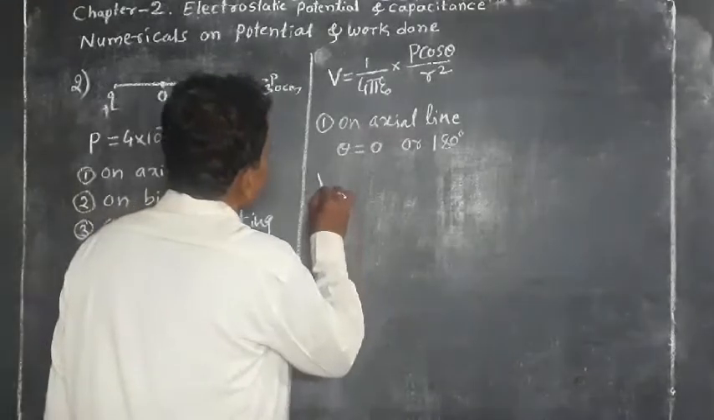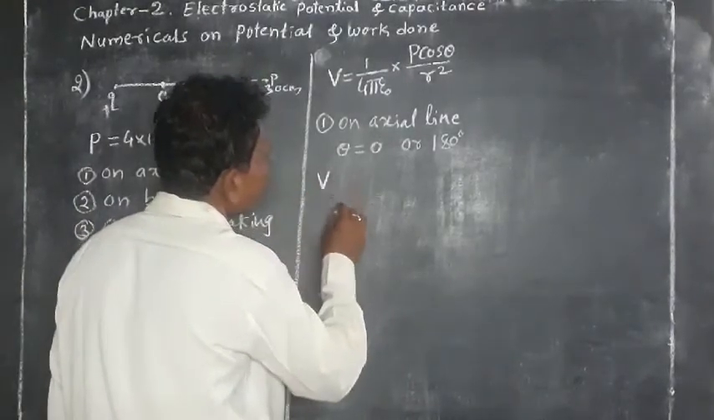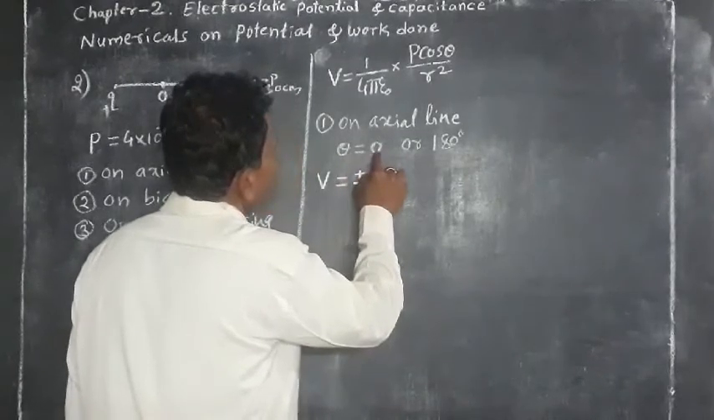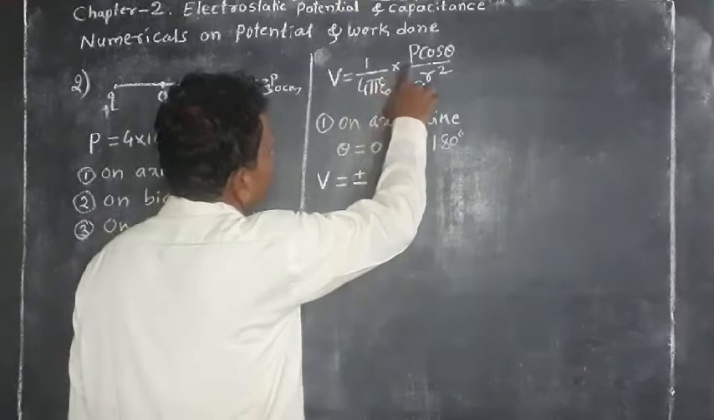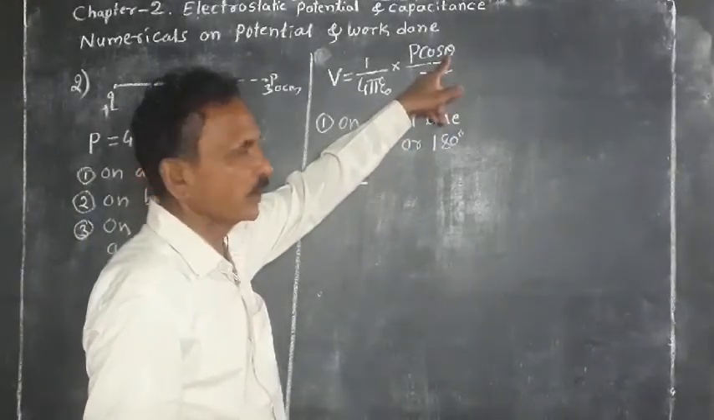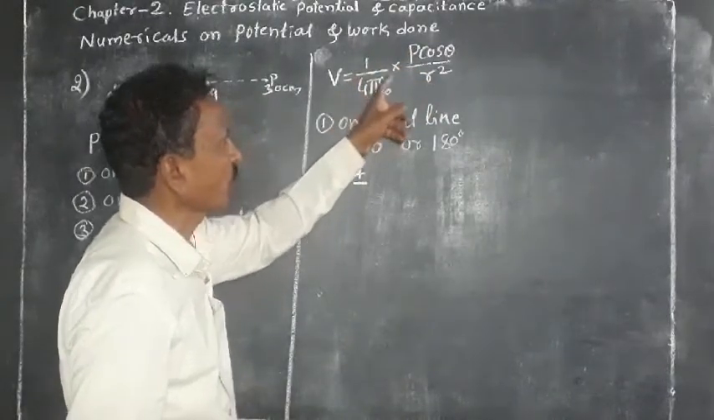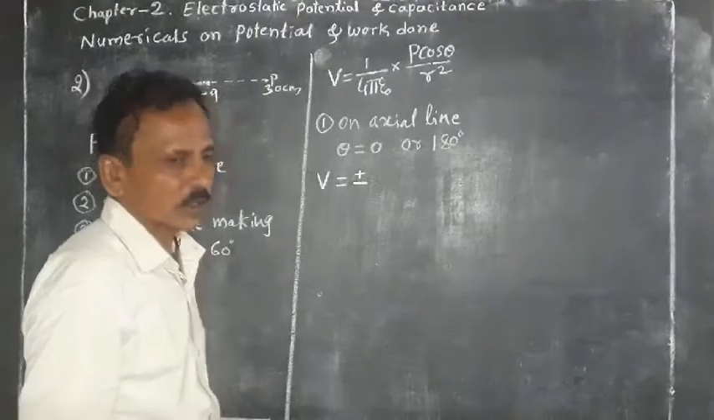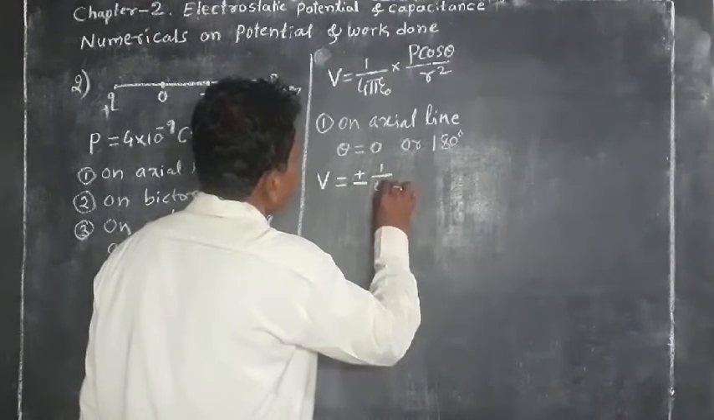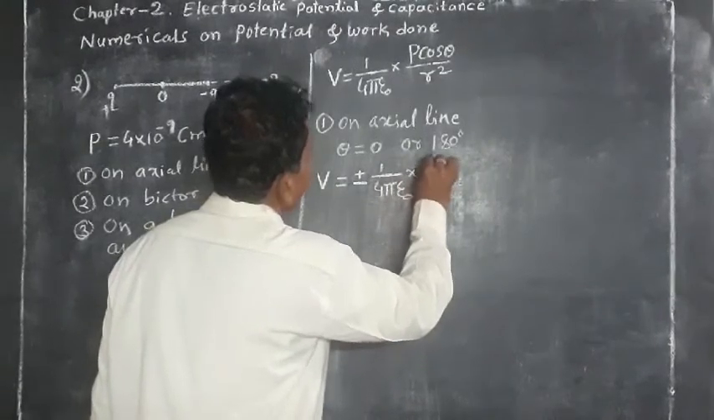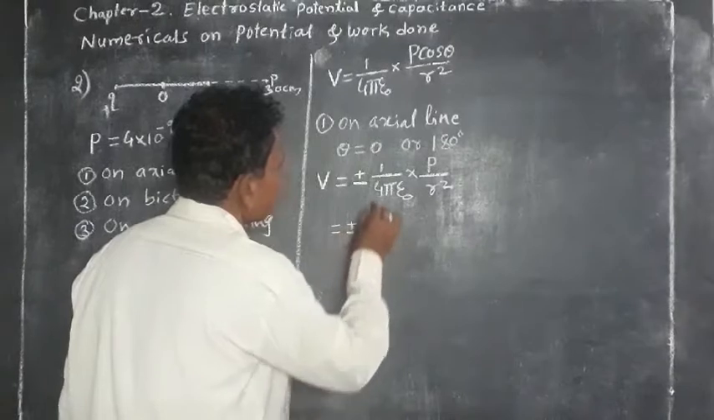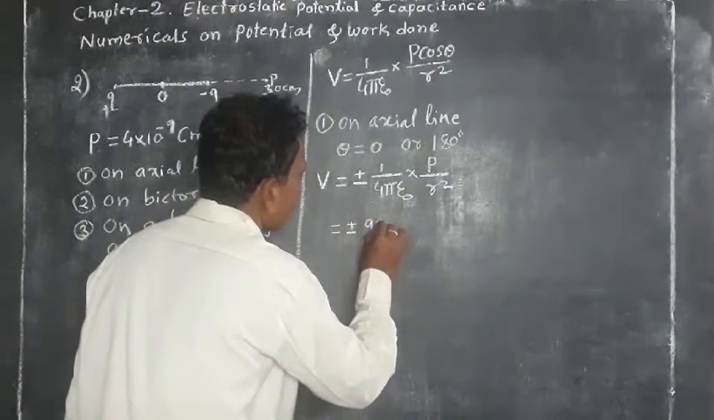Therefore, phi, the potential due to a dipole on the axial line, is equal to plus or minus. If theta equal to 0, then phi equal to plus 1 upon 4 pi epsilon naught into P upon r square. If theta equal to 180 degree, then cos theta equal to cos 180 equal to minus 1, hence it is minus 1 upon 4 pi epsilon naught into P upon r square. It can be written as phi equal to plus or minus 1 upon 4 pi epsilon naught into P upon r square.